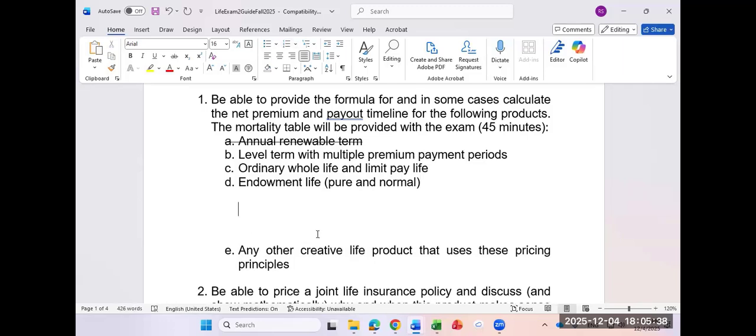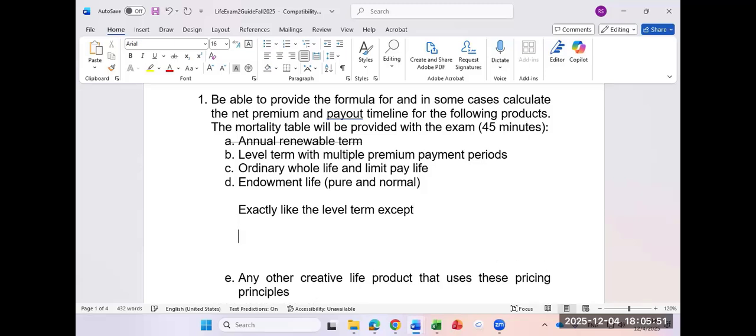But here it looks exactly like the level term, except, and remember that one exception. You take the level term and you do what? So you have D50, D51, D52. What do you have to do in the numerator?